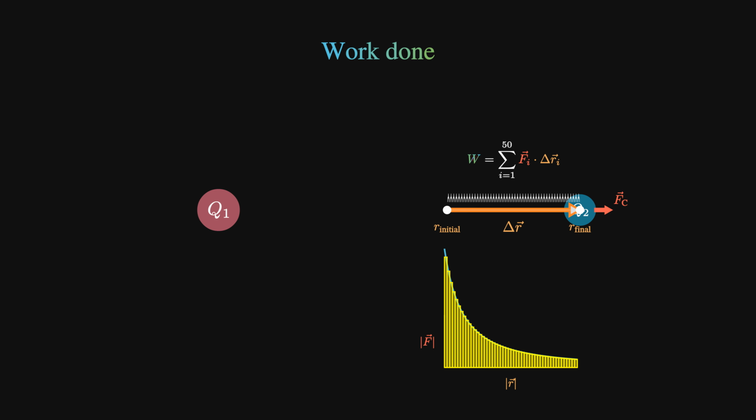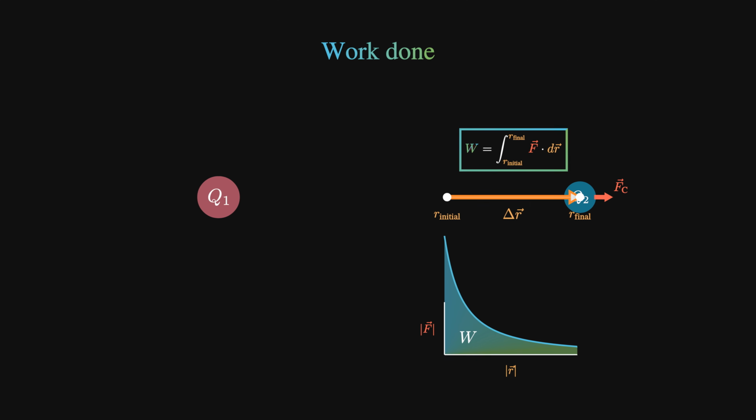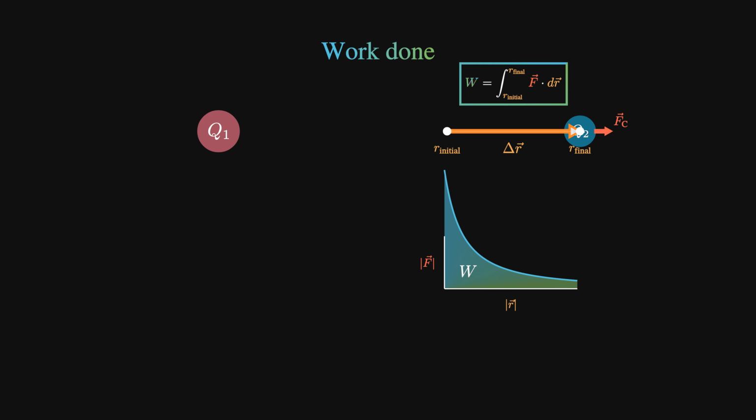To get the exact result, we let delta R tend to 0 to become dr, so that our sum becomes an integral over F with respect to dr, from the starting point R initial to the end point R final. This is the real formula for work done. It's always the area under the force versus displacement curve. Let's evaluate this for our point charge system.